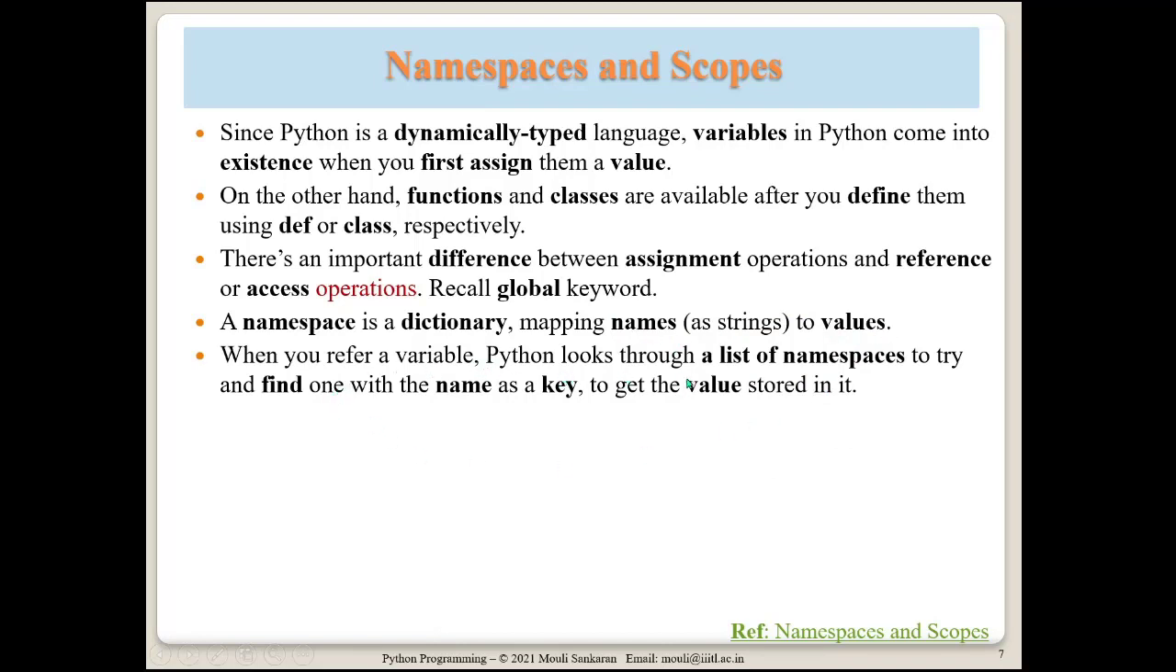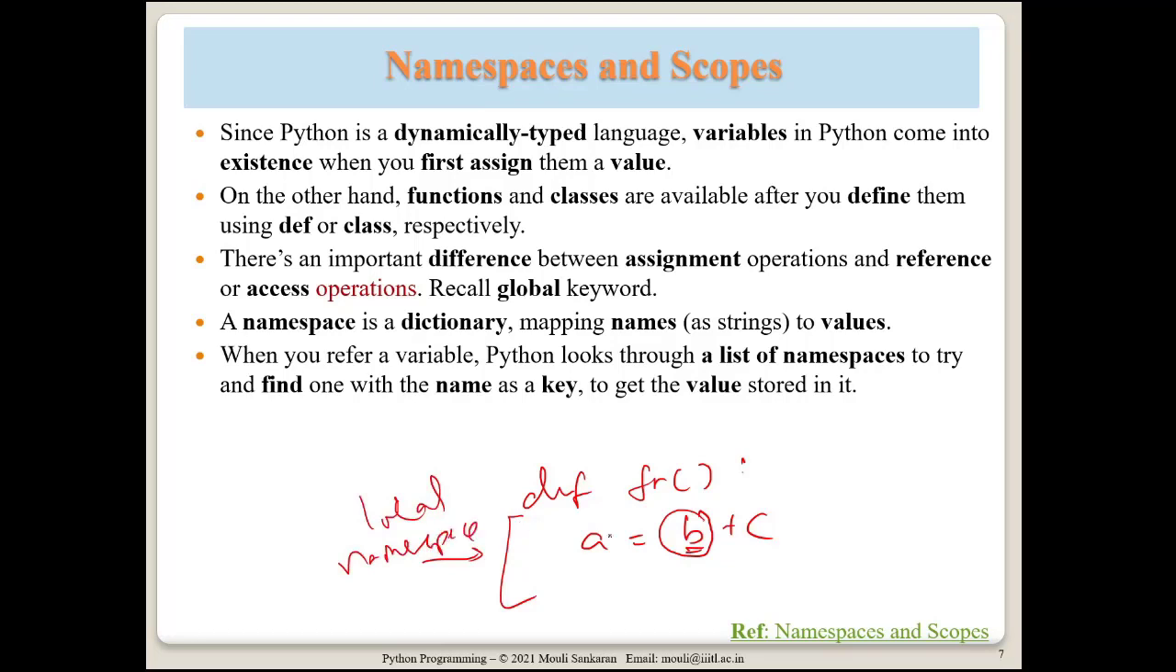When you refer to a variable, Python looks through a list of namespaces. Now, what happens is when you have a function definition and you are writing a equal to b plus c, when you are using b, what does it do? Python looks for this label in some order. It will first look in the local namespace, which is nothing but some dictionary. It will look for this b and this c in the local namespace. If it doesn't find it, then it goes to the next namespace. I'll come to that: there is one more namespace before we go to global, and then module level.